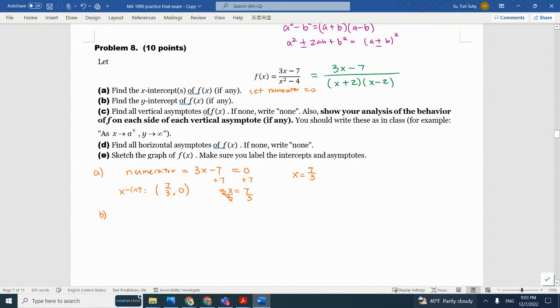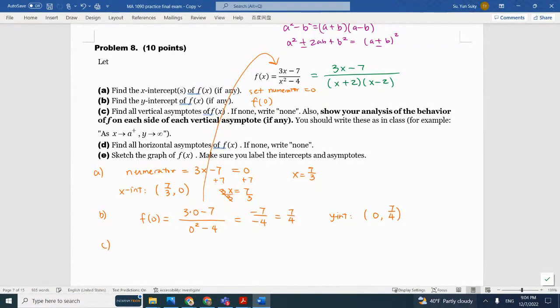Part B, find the y-intercept. That means we plug in x as 0. So f of 0, numerator 3 times 0 minus 7, denominator 0 squared minus 4. You see, negative 7 over negative 4 is 7 over 4. Okay, so here we're plugging into the original form. We don't plug into the factored form. So the y-intercept is 0, comma 7 over 4.